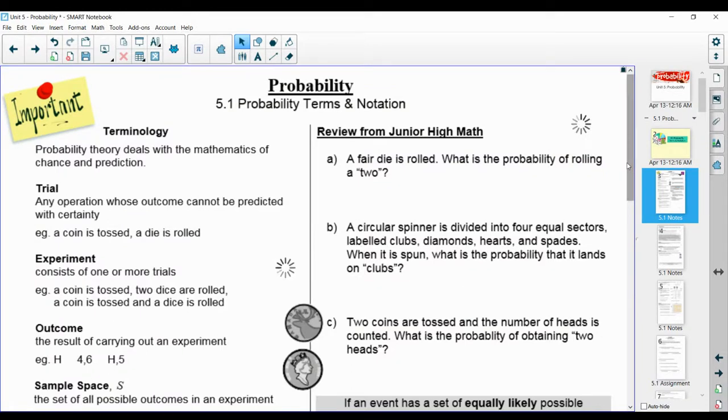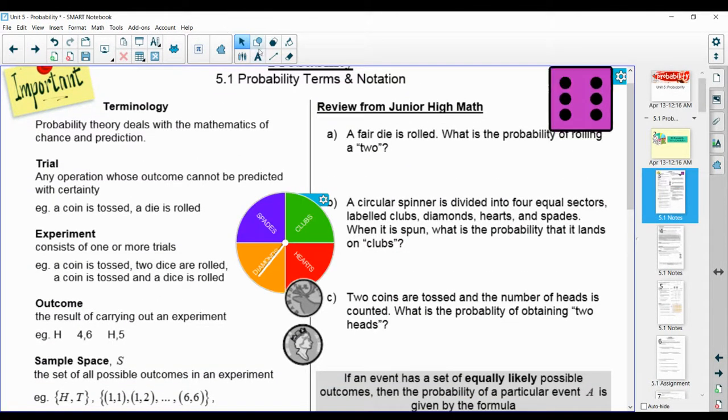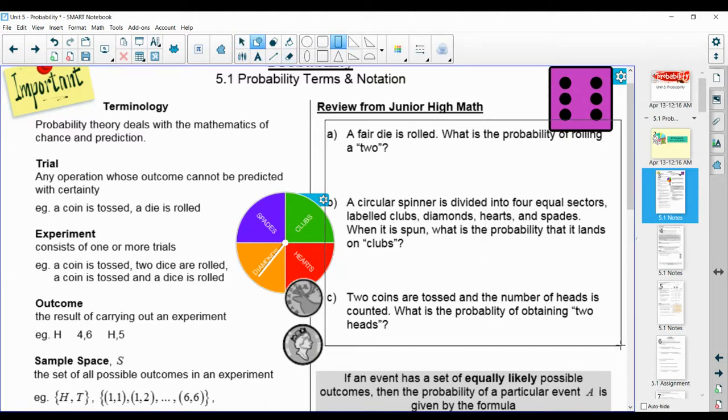So before we get into some of the definitions, I just want you to take a look at these 3 questions here. So these are questions you would have done in junior high. So what you look at the scenarios and think about what your probabilities might be. So a fair die is rolled. What is the probability of rolling a 2?